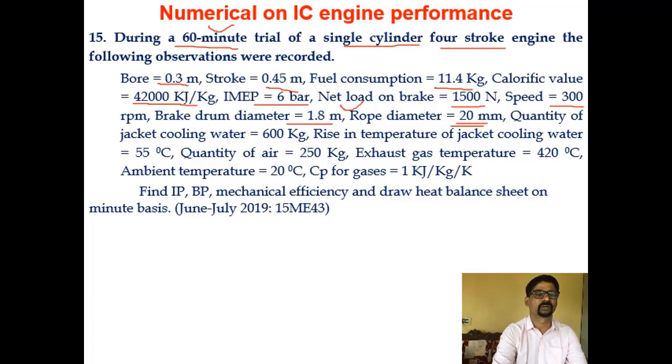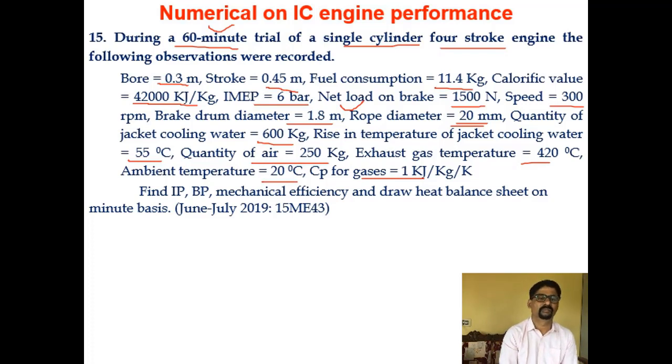Quantity of jacket cooling water is 600 kg per hour, and the rise in temperature of this water is 55 degrees Celsius. Mass flow rate of air, MA, is given as 250 kg per hour. Exhaust gas temperature is 420, ambient temperature is 20, CP for gas is 1 kilojoule per kg per Kelvin. Find IP, BP, mechanical efficiency, and draw the heat balance sheet on a minute basis. So this is June, July 2019, 15 ME 43.